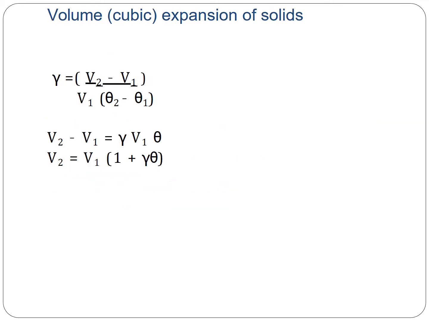And third one is volume expansion of solids. Gamma equal to (V2 minus V1) upon V1 within bracket (theta 2 minus theta 1). V2 minus V1 equal to gamma V1 theta, or V2 equal to V1 within bracket (1 plus gamma theta).